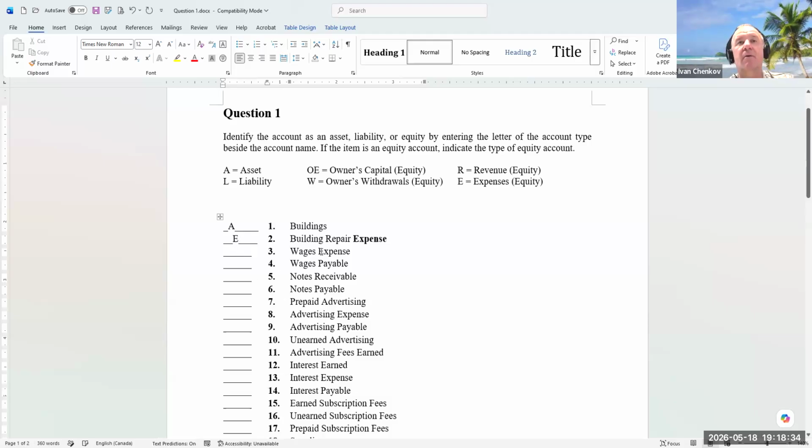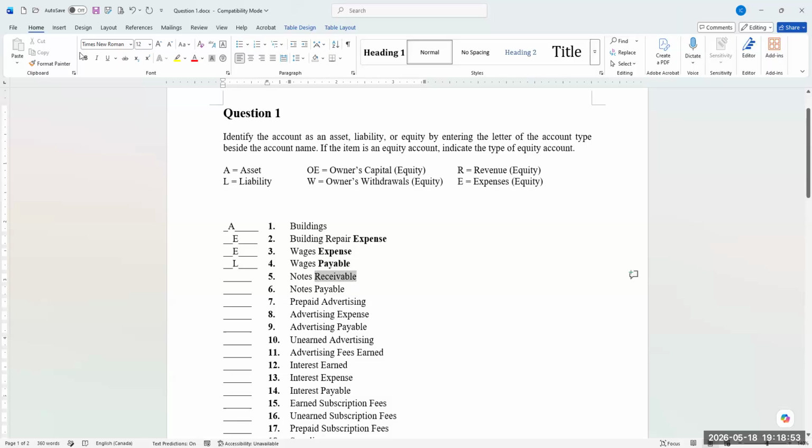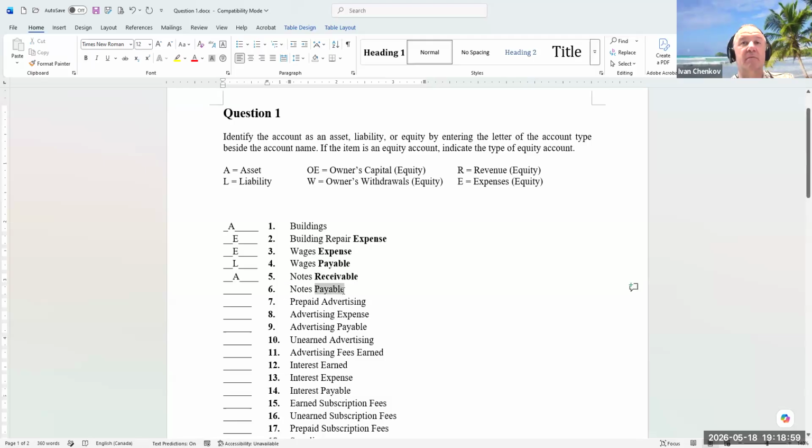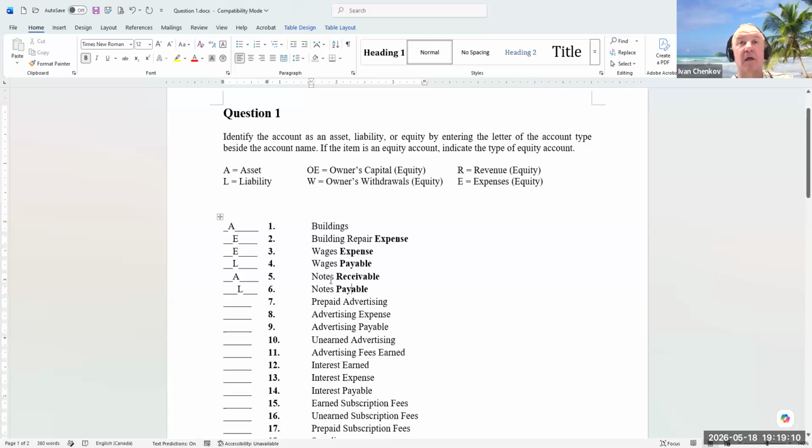No questions about it. Wages expenses. Expense again. Yes. Now wages payable. Liability. Clearly liability. Notes receivable. Asset. Absolutely asset. Then we have notes payable. Another liability. So you see how it works. Notes can be payable, liability, or can be receivable, asset.